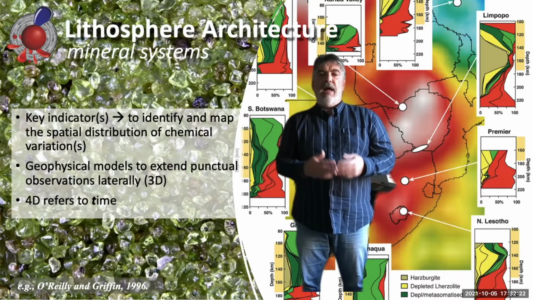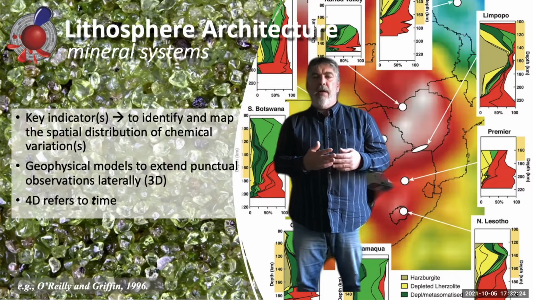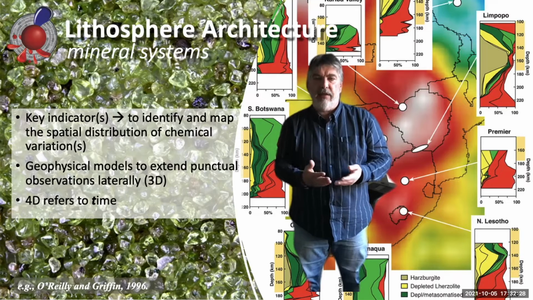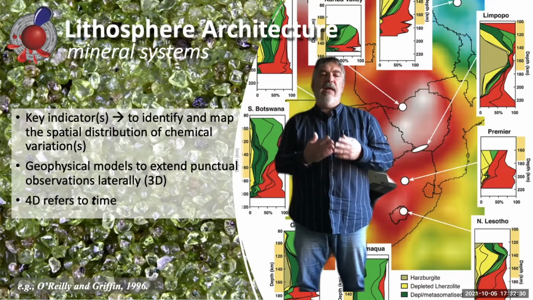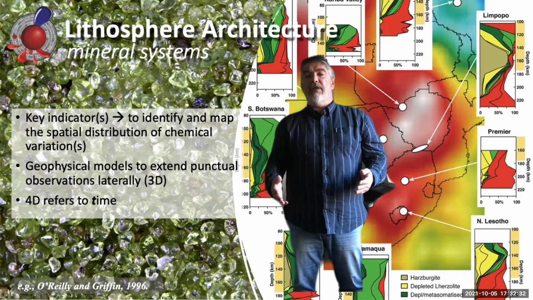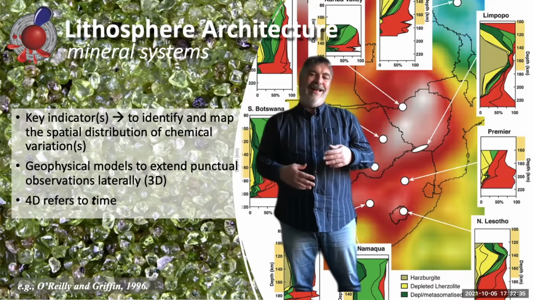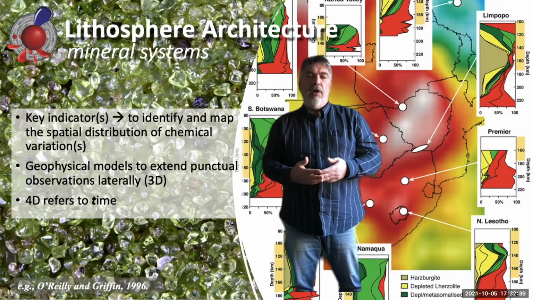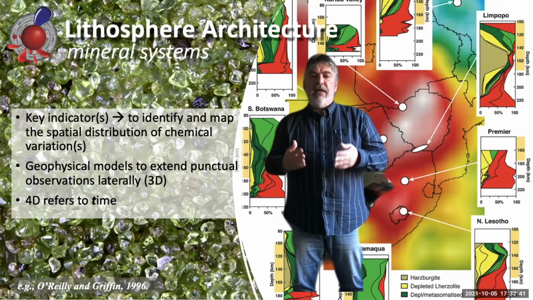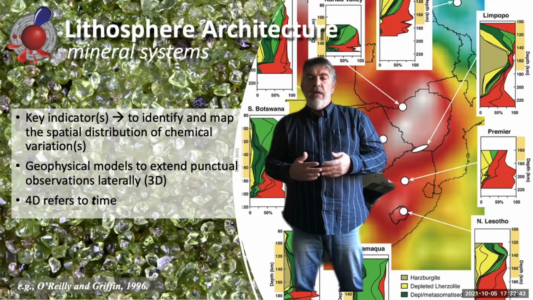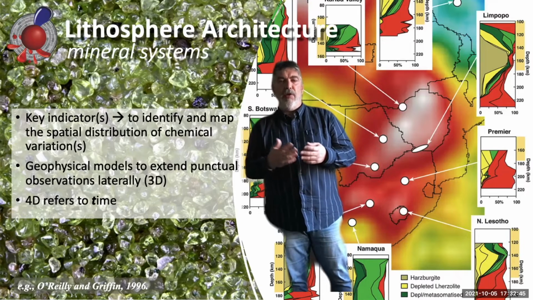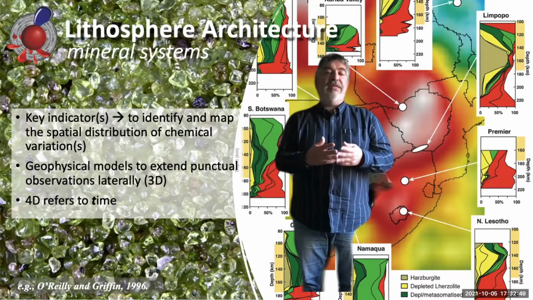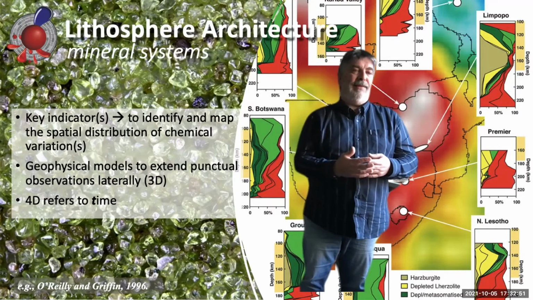These models are usually built using chemical information extracted from key indicator minerals to identify chemical variation across the lithosphere. These data are then integrated into geophysical models to extend these observations laterally. The fourth dimension usually refers to time, which is often the most difficult one to obtain.